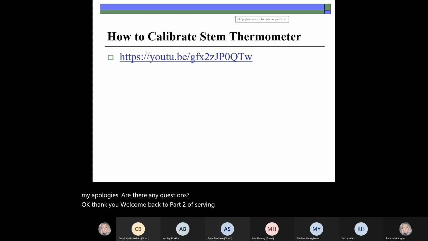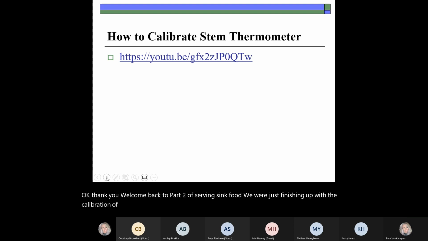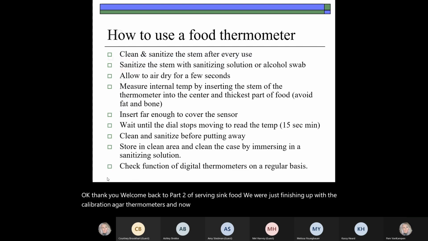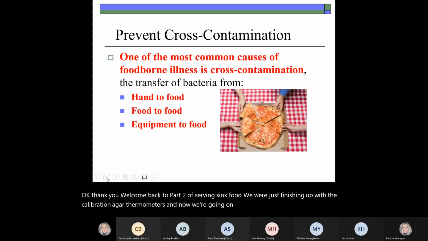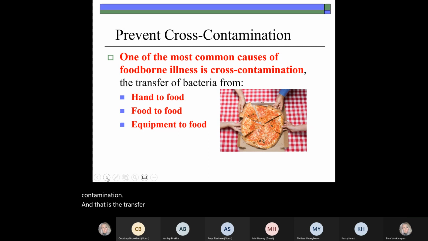We were just finishing up with calibration of our thermometers, and now we're going on to cross-contamination and how to prevent cross-contamination. One of the most common causes of foodborne illness is cross-contamination. And that is the transfer of bacteria from hand to food, from food to food, or equipment to food. This will be important for the test to remember this.